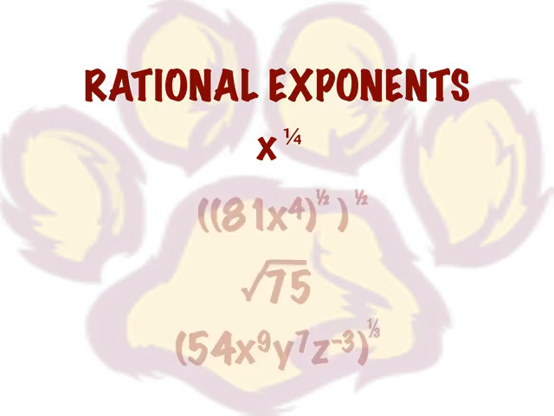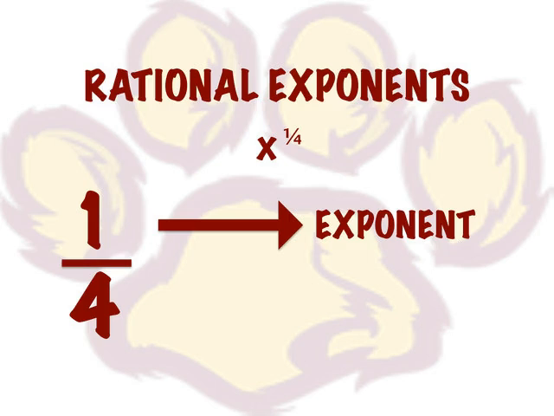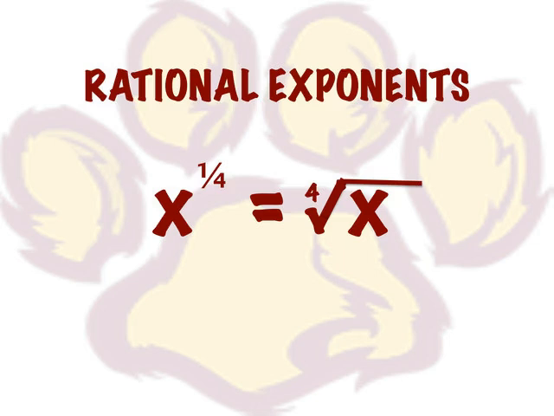To start with, we're going to take x to the 1/4 power. When you have a fraction as an exponent, there are two things you need to remember with your fraction. The numerator becomes your exponent, and your denominator becomes the root. So, in the case of this problem, 1 will be our exponent, and we will have it to the 4th root. So, when you take your x to the 1/4, it becomes the 4th root of x.